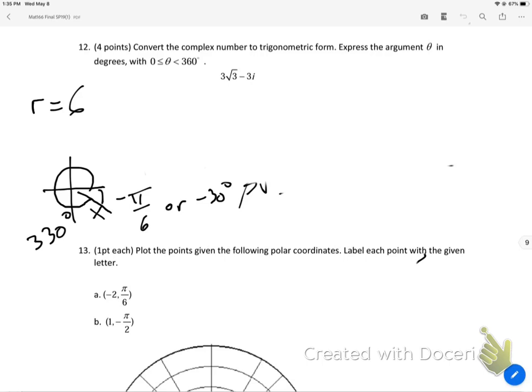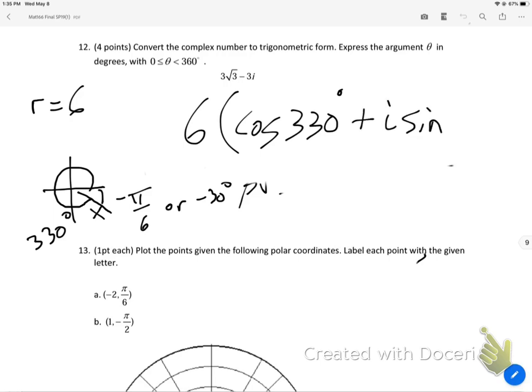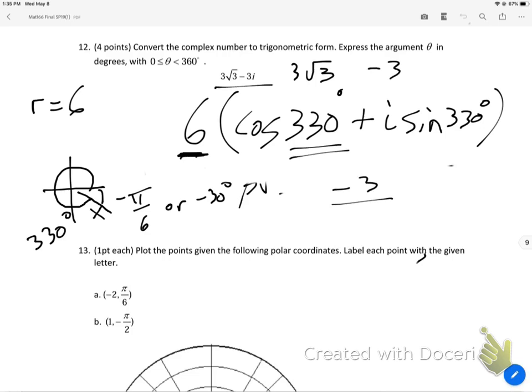So what I've got for my final answer, in other words, writing this in trig form, polar form, is this right here. Remember, r is the radius, and then we have cosine 330 degrees plus i sine 330 degrees. We got this by using Pythagoras' theorem on 3 root 3 and negative 3, and then we got the angle by figuring out what negative 3 over 3 root 3 was as a tangent. That came to be 330 degrees, and that's how you write the answer.